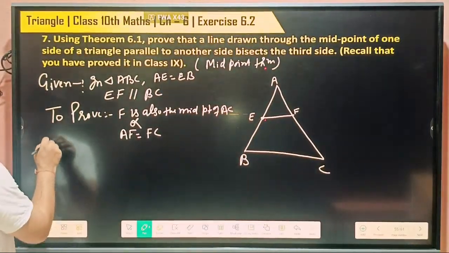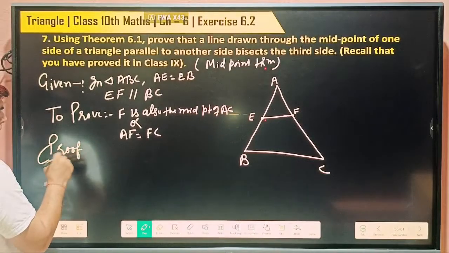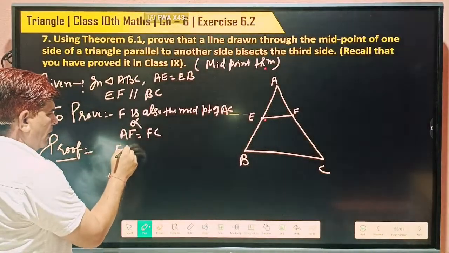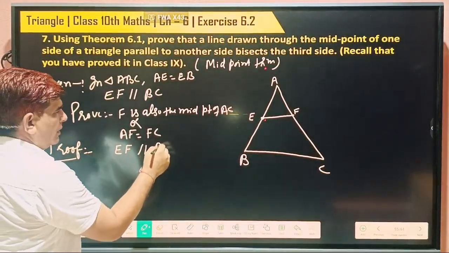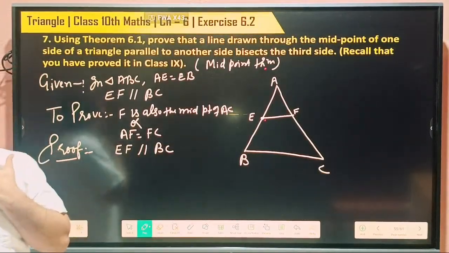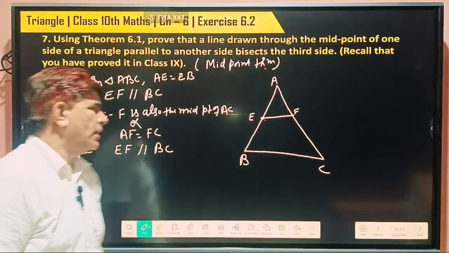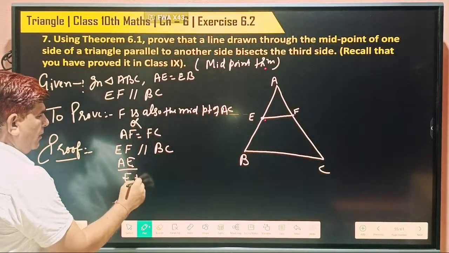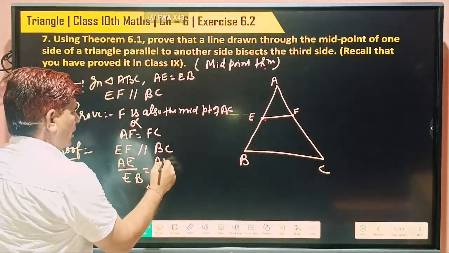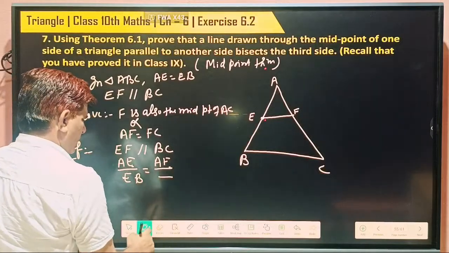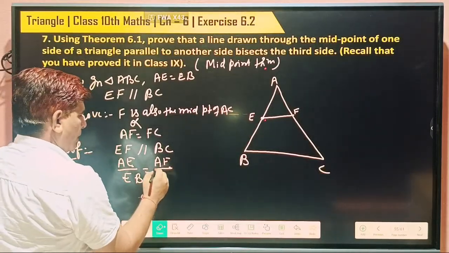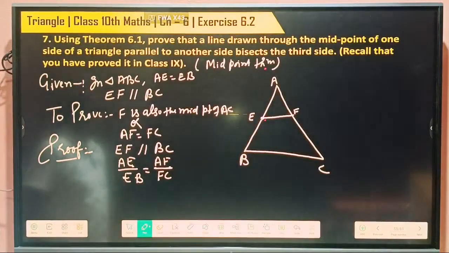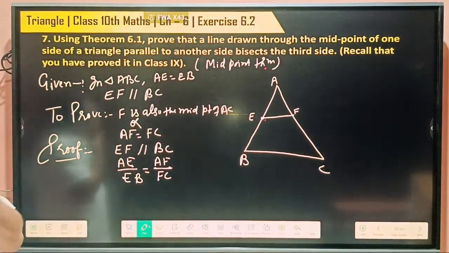So the proof I can write here. It becomes so simple by using BPT. What's given? EF is parallel to BC. What does it mean? If EF is parallel to BC, then the sides are in the same ratio. Therefore AE by EB is equal to AF by FC. Understood? This is called BPT.